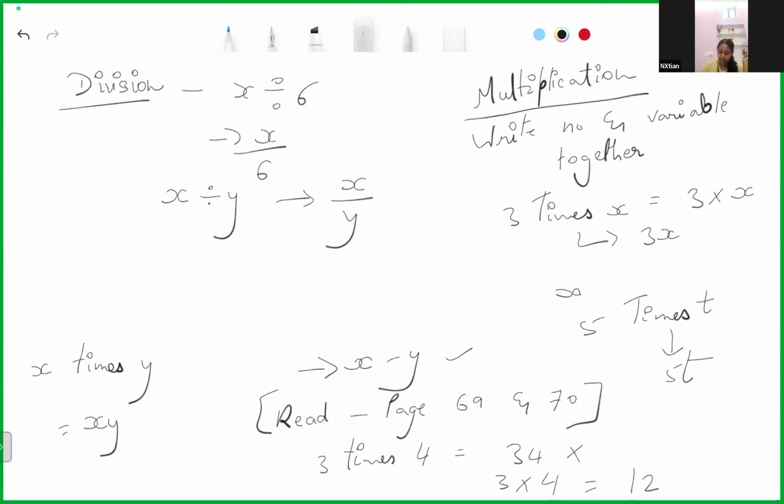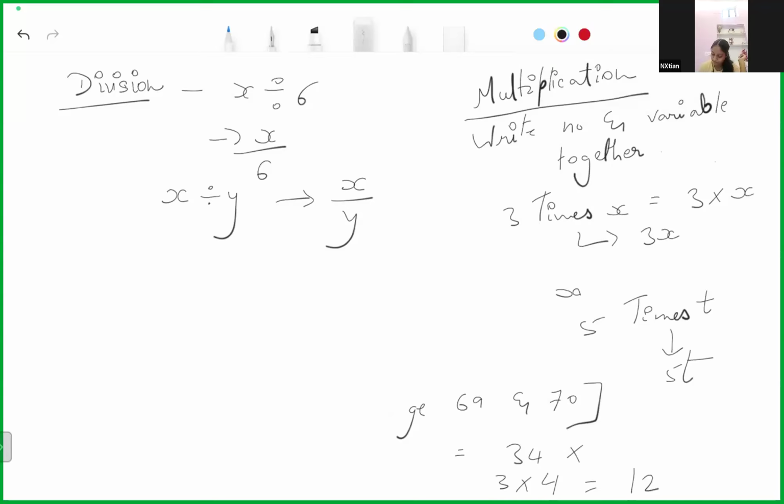This is what happens in division. All right, now one thing we're going to see. I'm erasing the multiplication part.